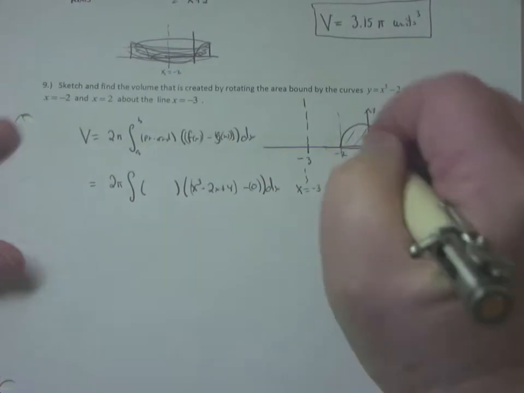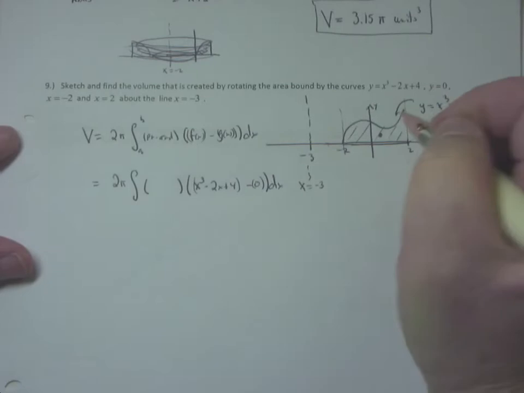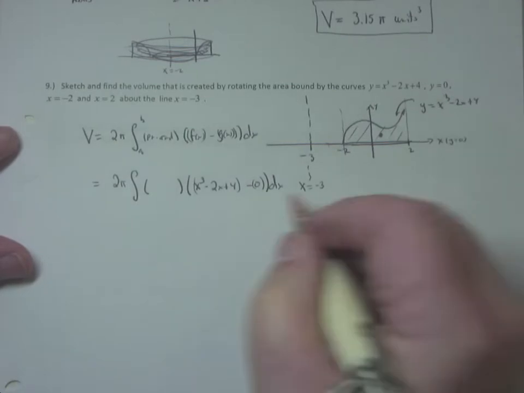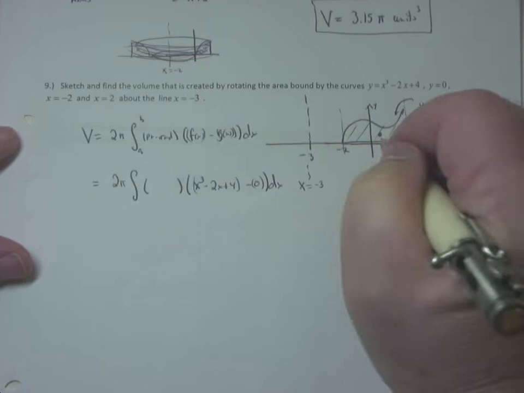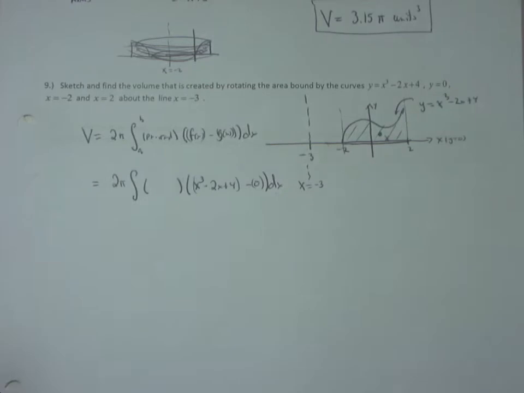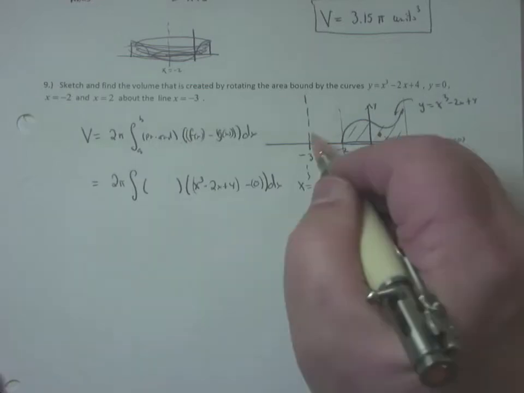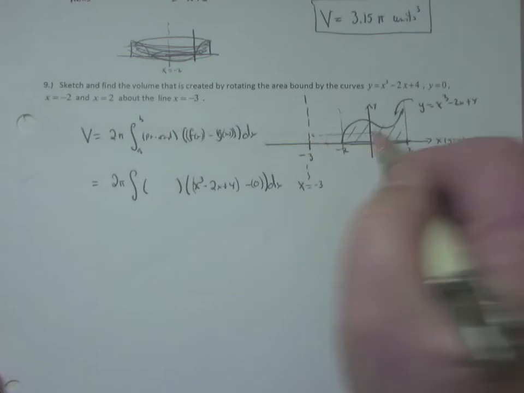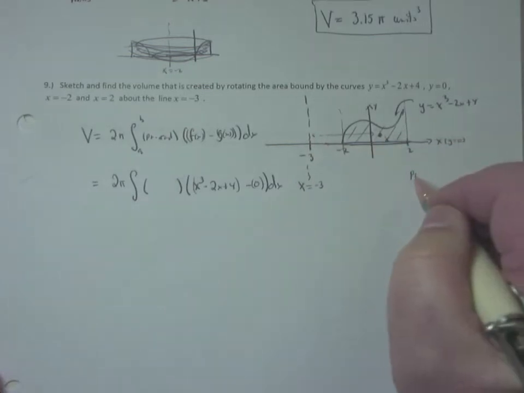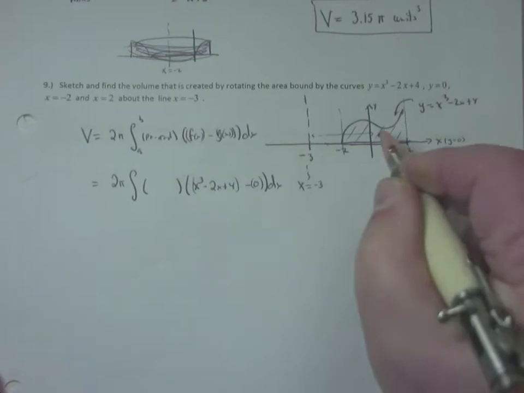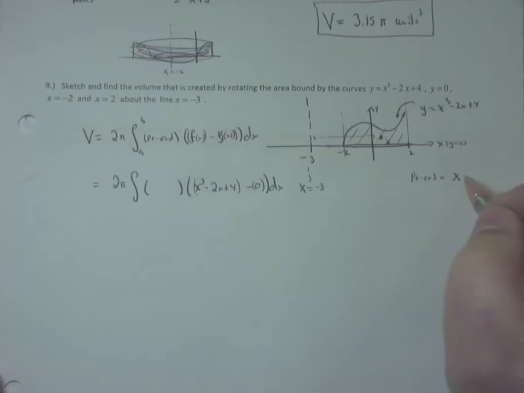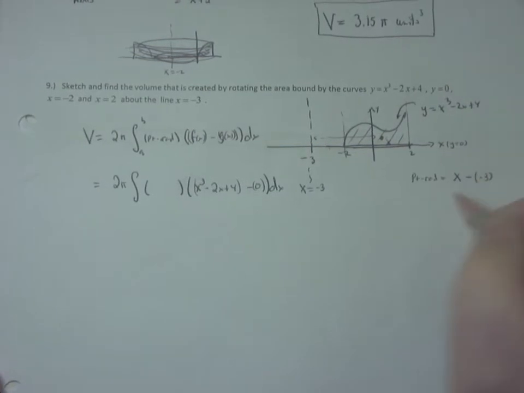The point radius is from an arbitrary point inside my region, and because this is a dx formula, this will be an arbitrary x point. If I use the shell method version that has a dy, I would use a y point. This is an x point, and we want to know the distance between that point and the axis of rotation. So the point radius would be what? Right minus left. Arbitrary x point minus, in this case, negative 3, which makes it x plus 3.